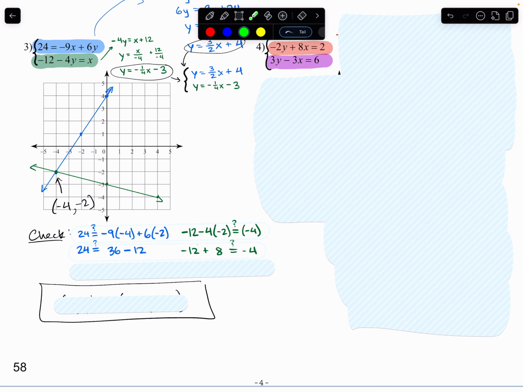So I plugged in -4 for x and -2 for y into the original blue equation here, and then also into the original green equation here. And then from there, you know how to follow the order of operations. We would multiply, be careful of those minus signs, and then combine your like terms, add or subtract as needed, and both of them are true. So that means this answer is the correct solution to our system.